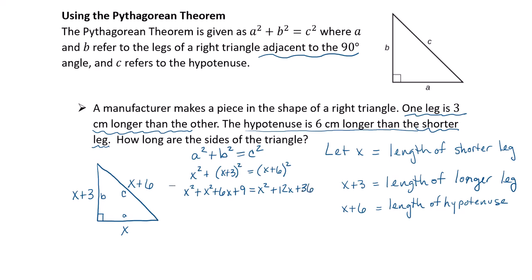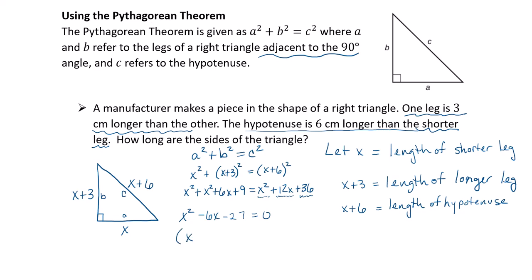Now we can see we have a square. This is a quadratic equation. So I'm going to take some time and get everything on one side of the equation. If I subtract x squared from both sides, that'll give me just an x squared on the left. If I subtract 12x from both sides, I'll have a negative 6x over here. And if I subtract 36 from both sides, I'm going to have a negative 27. And now we have a nice, simpler quadratic that we can solve.